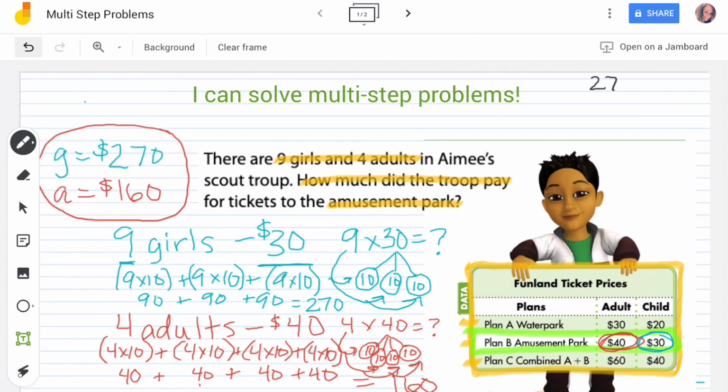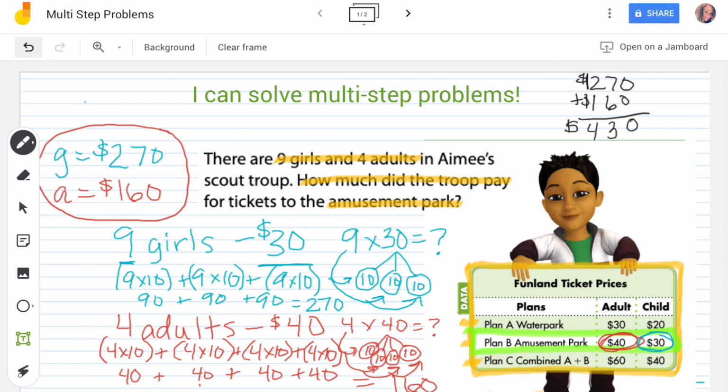So I have $270 for the girls plus $160 for the adults. 0 plus 0 is 0. 7 plus 6 is 13. I put my ones digit down and I carry my 10. 2 plus 1 is 3. Plus what I carried is 4, which really stands for 400.